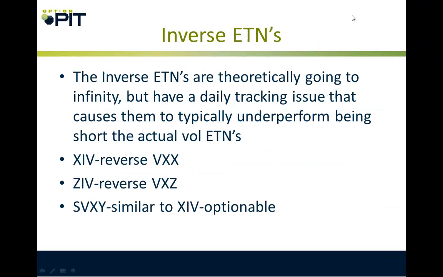So now let's talk about the inverse ETNs. The inverse ETNs are theoretically going to infinity, but they have daily tracking issues. So that's the one problem. So they underperform being short the underlying, but they can be held in an IRA or things like that. So you've got XIV, which is the inverse of VXX. You have ZIV, which is the inverse of VXZ. And then you've got SVXY, which is similar to XIV, but it has options.